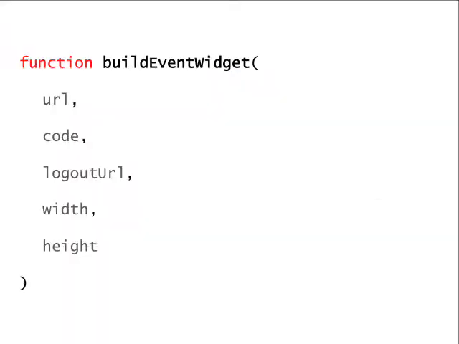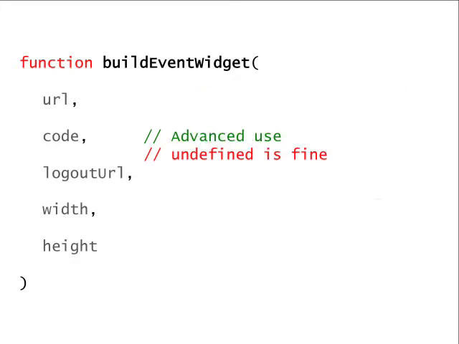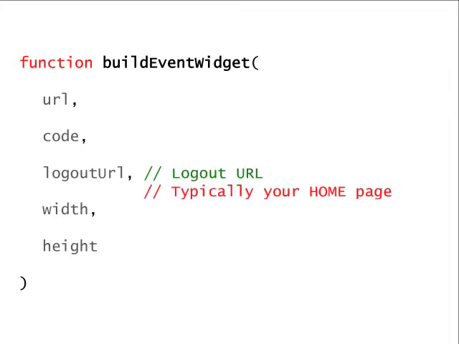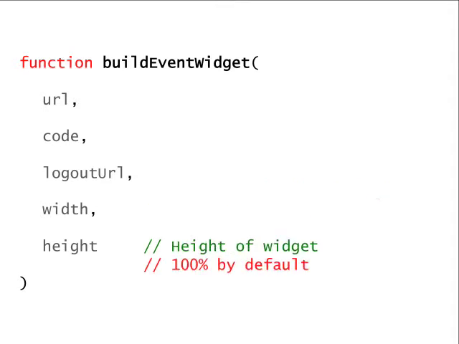buildEventWidget has 5 parameters. The first one is the URL of the widget on ASSEMB'LIVE.com. Undefined is fine. Then the code, for advanced use only. Undefined is also fine. Then comes the logout URL. The logout URL is used to redirect the user when he exits the player. Then comes the size, with the width and the height, at 100% by default.